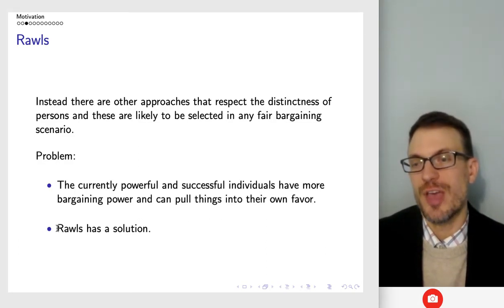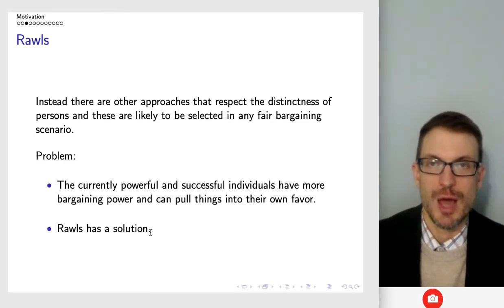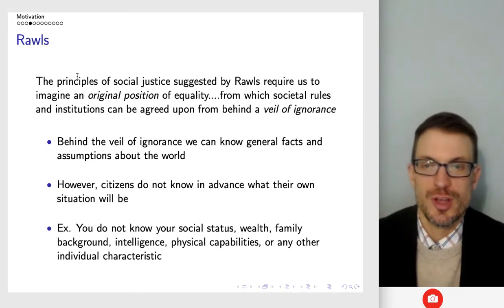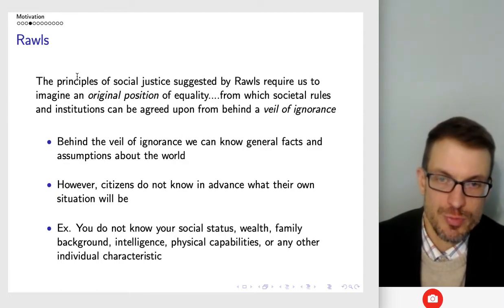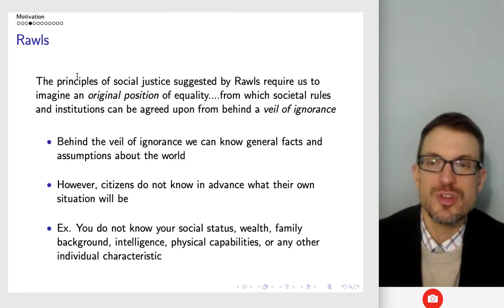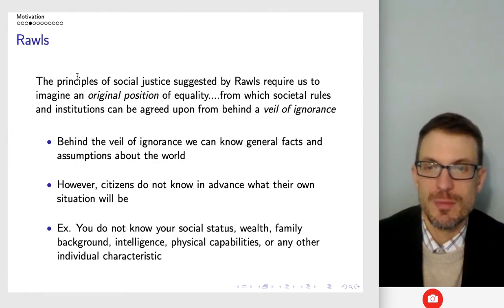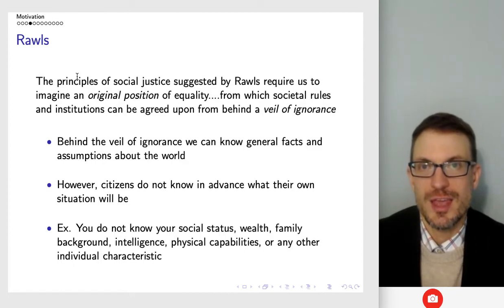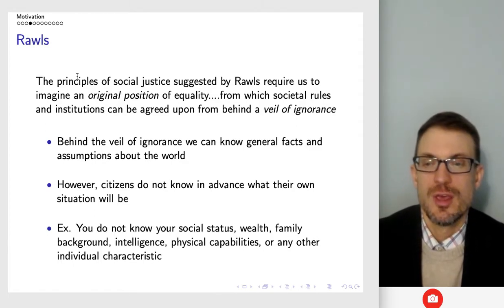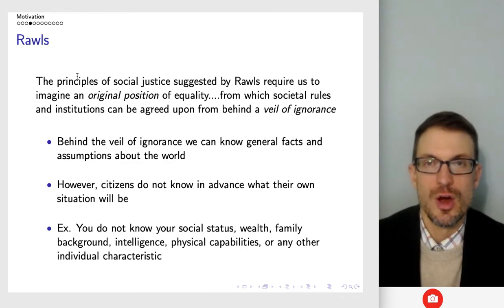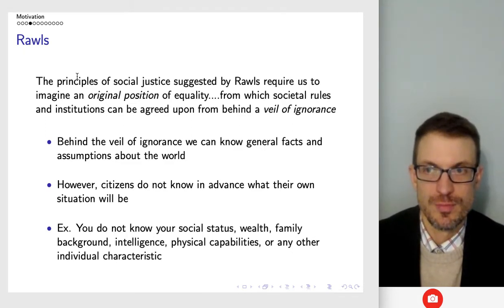Right? So Rawls has a solution for at least hypothetically how we could think about this problem. The principles of social justice suggested by Rawls require us to imagine an original position of equality from which societal rules and institutions can be agreed upon from behind a veil of ignorance. So the idea is you want to think about what arrangement you would agree to if you didn't know how it was going to affect you, right?